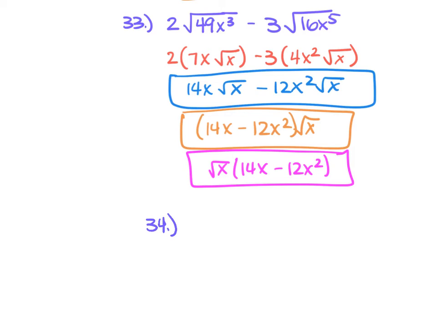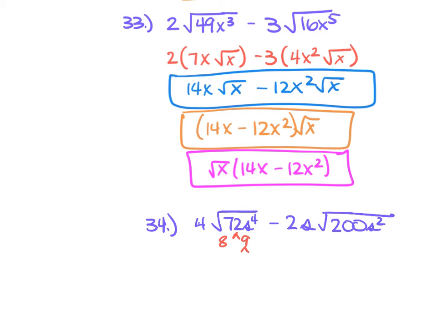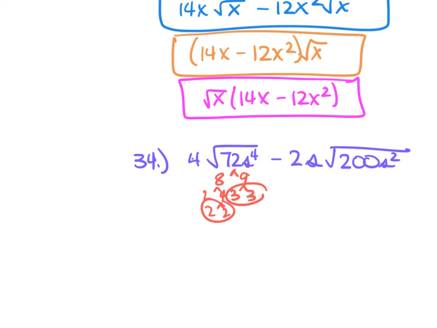For 34, we have 4 square root of 72s to the 4th minus 2s square root of 200s squared. So I'm going to simplify this. That 72 is 8 and 9, minus 3 and 3. 8 is 4 and 2. 4 is 2 and 2. So 2 times 3 is 6. So this is 4 times 6 square root 2s to the 4th. So that's 6s squared times the square root of 2.